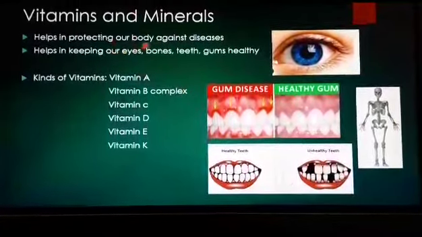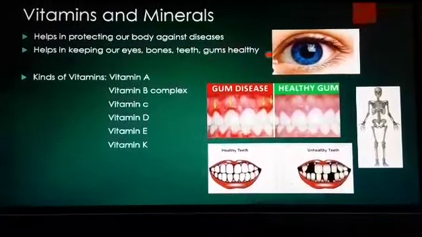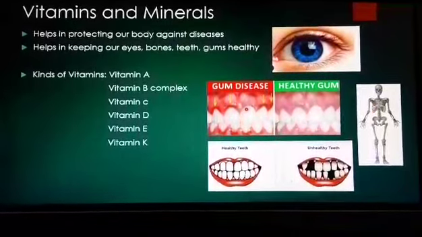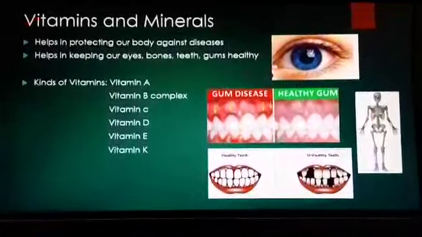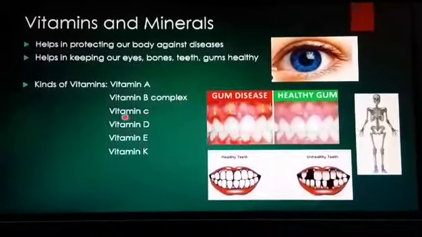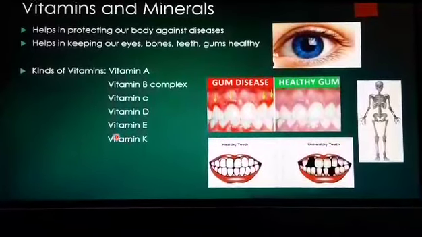Vitamins and minerals. They help in protecting our body against diseases, and help in keeping our eyes, bones, teeth, and gums healthy. Kinds of vitamins: vitamin A, vitamin B complex, vitamin C, vitamin D, vitamin E, and vitamin K.